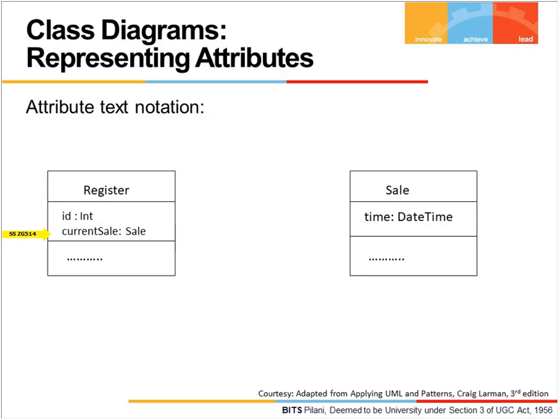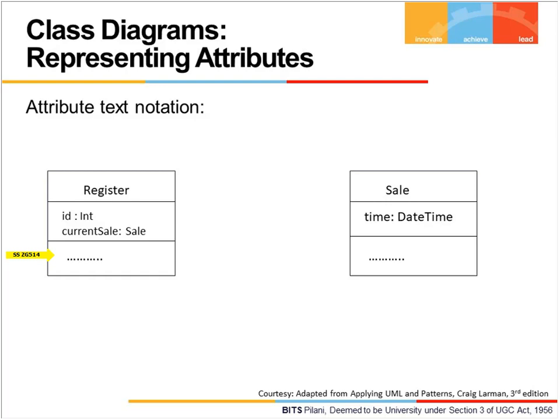What is the use of the third box? The third box is used to represent the operations that are there in this particular class, right? For this particular example, I have not written down the operations, just because it's an example in which we are trying to depict the attribute text notations. How to write multiplicity in the attribute text notation?